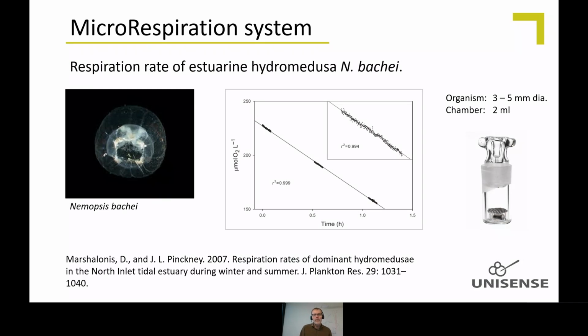As shown here, where the system was used to measure respiration rate in this small jellyfish. It's a 3 to 5 millimeter diameter jellyfish. It was placed in a 2 milliliter chamber with a mesh in, so that it was protected from the rotating. Here they had short measurement periods and longer breaks because they had several chambers, but then they could calculate the slope between or within also. Actually, data were good enough for that. So a nice example of how you can handle such an organism in a very small volume of water.